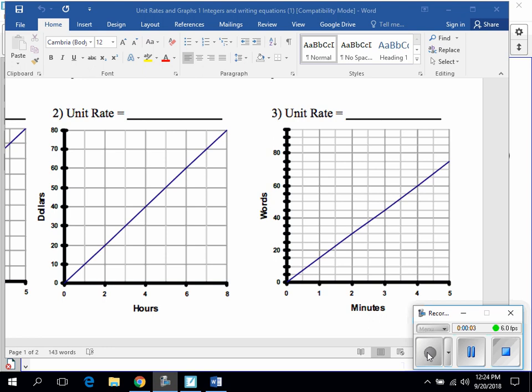Right, it's time for example 3. Take a look. On the y-axis, we have the word words, and on the x-axis, we have the word minutes. So x represents minutes and y represents words. The first thing we do to find unit rate is we need to choose a point on the graph.